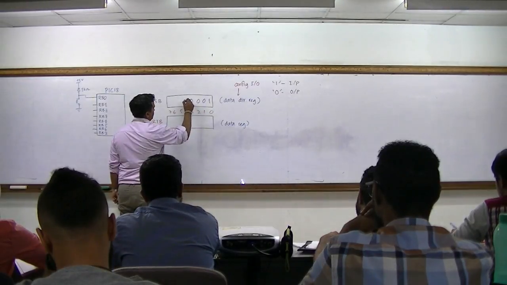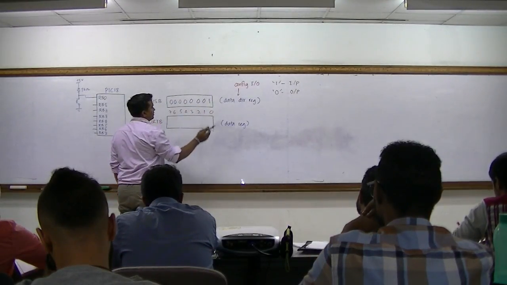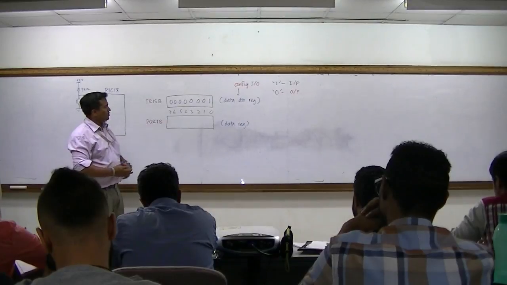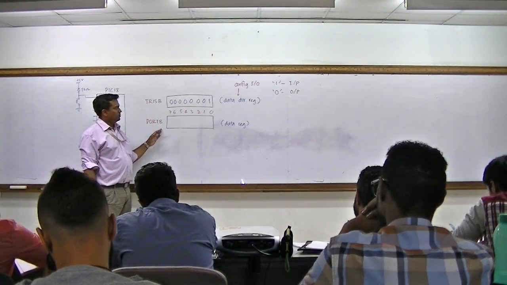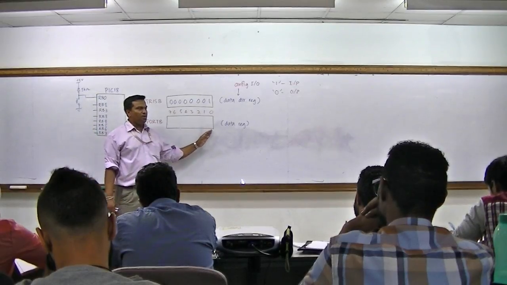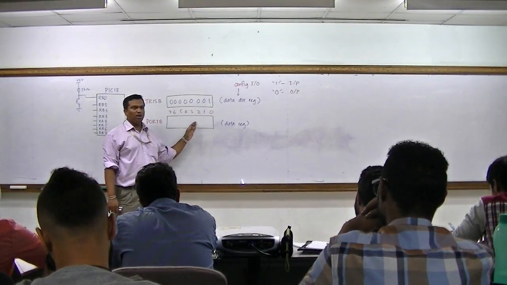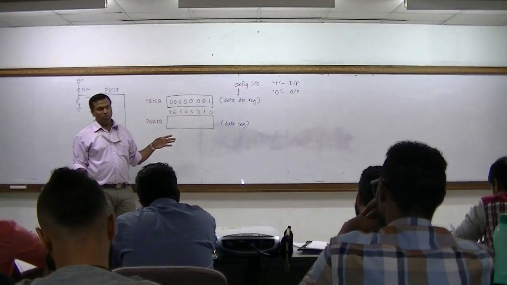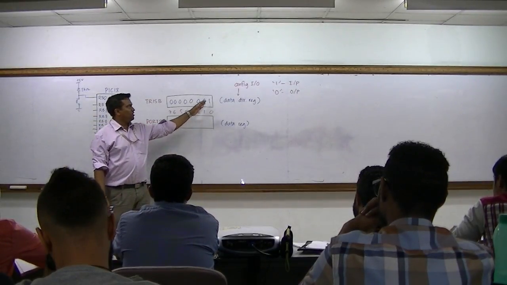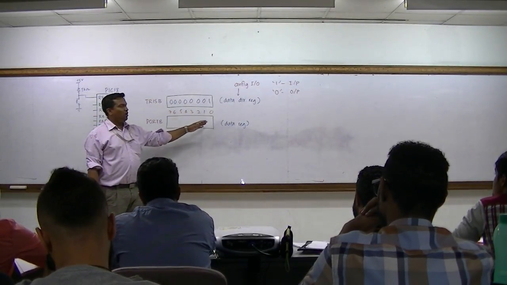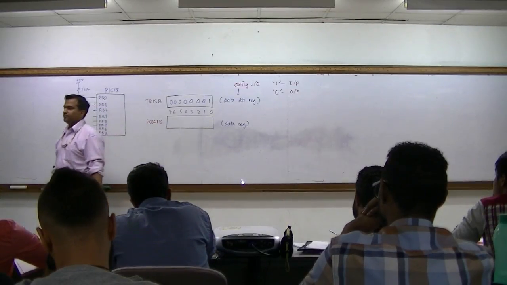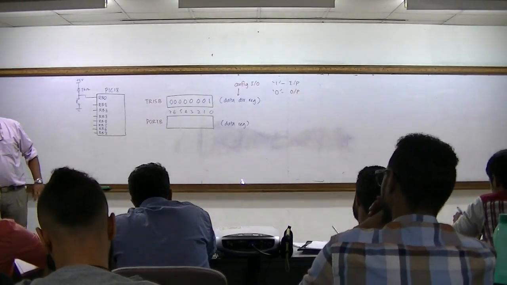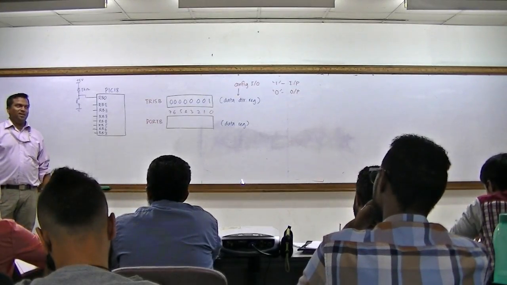That means what am I configuring port B to become? Output. Only port B pin number 0 is input, the rest all I am configuring as output. Of course, if you want, you just put all 1. If you put all 1, all the pins will become input. Do you have any question? This is quite the most simplest thing.